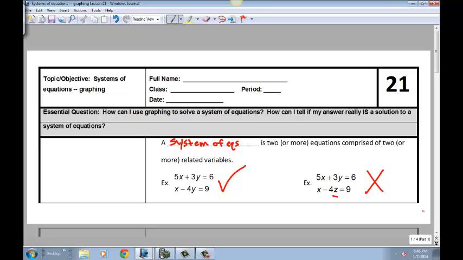It could be three equations in your system. You would just want to make sure you had three related variables in each equation, and so on.